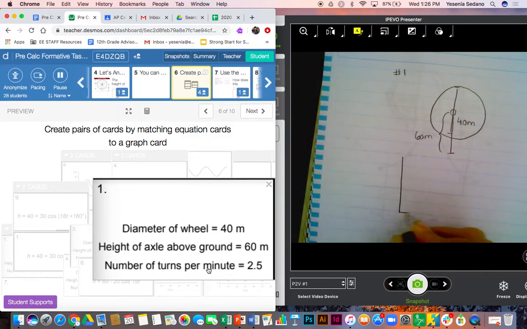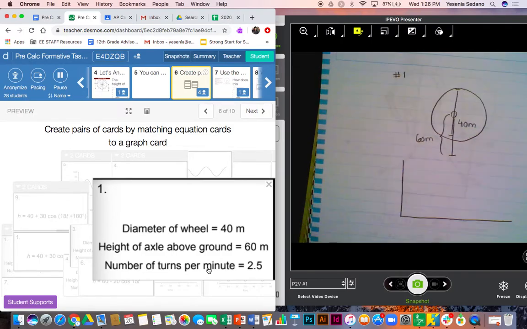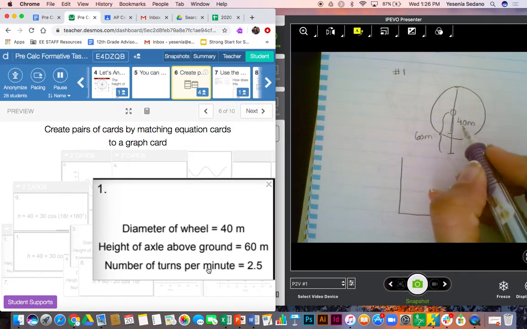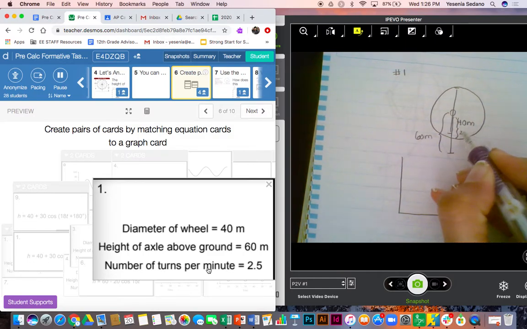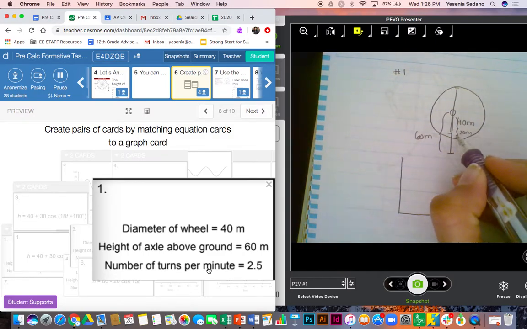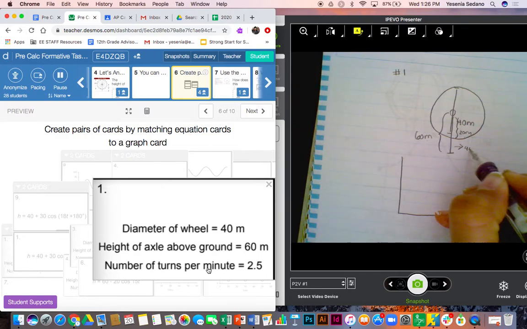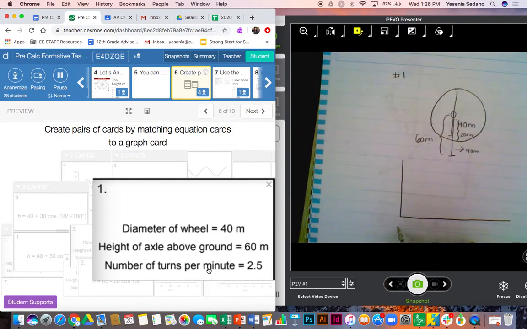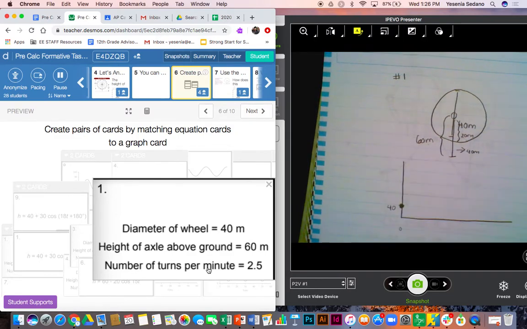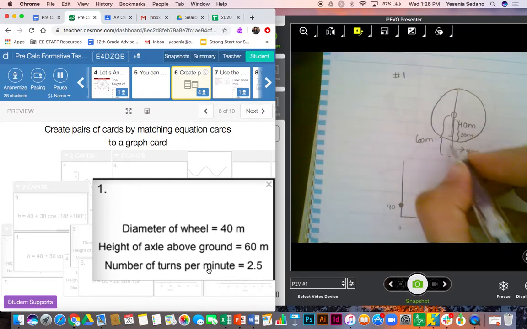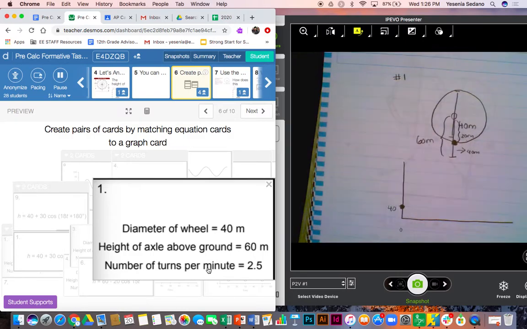Okay, so once we have our sketch here, what's good is to create a sketch of the situation itself, how it starts, how it moves. Because the diameter is 40, half of the diameter is 20. So if this is 20 and this length is 60, the remaining length must be 60 minus 20, so that's 40 meters. That means when t equals 0, you start off at 40. This is our starting point, a height of 40.